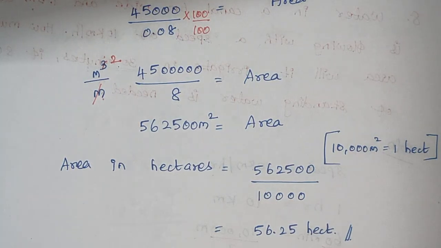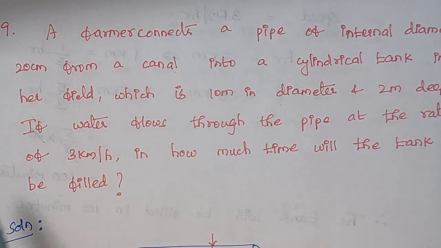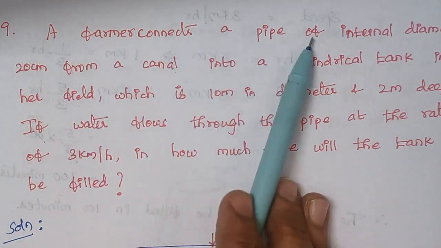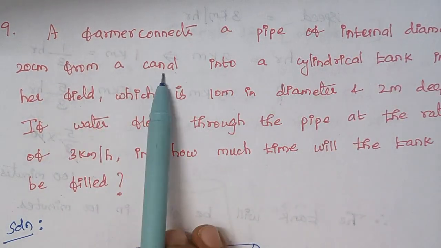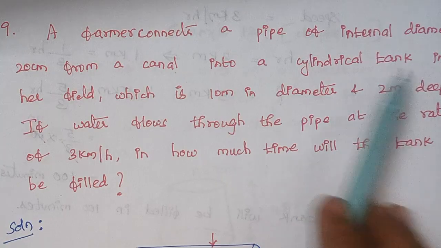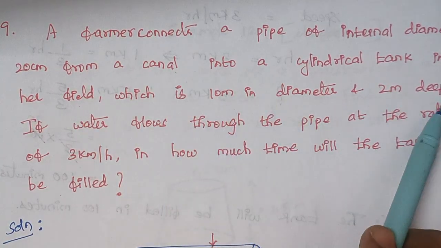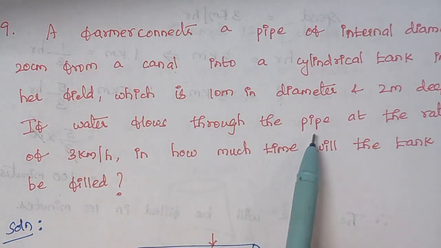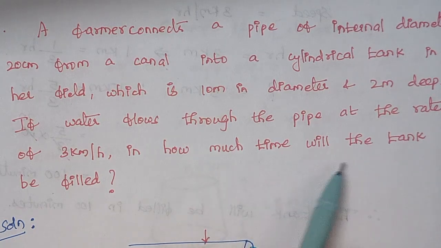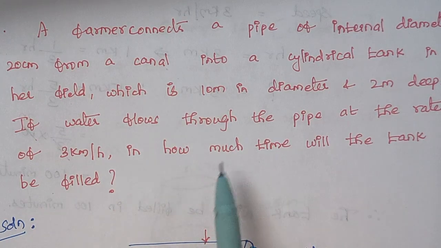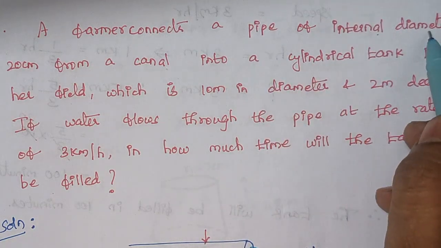We will proceed with our last problem. Problem number 9. The problem is: a farmer connects a pipe of internal diameter 20 centimeter from a canal into a cylindrical tank in her field, which is 10 meter in diameter and 2 meter deep. If water flows through the pipe at the rate of 3 km per hour, in how much time will the tank be filled?